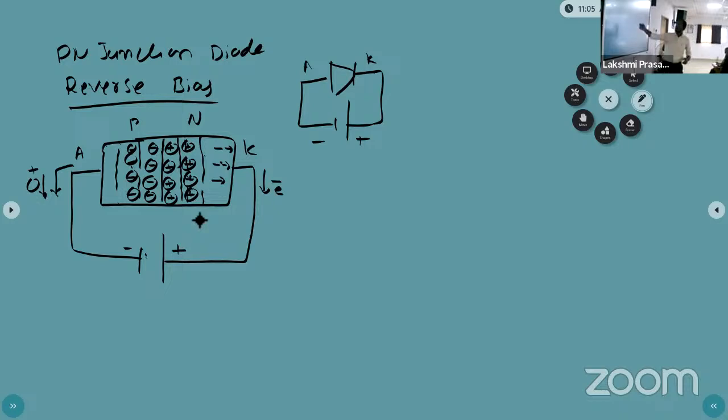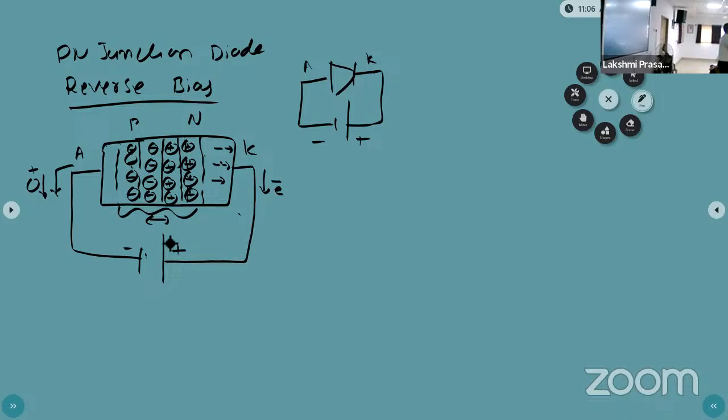So that's why in the reverse bias, after moving the holes to the negative terminal of the battery and the electrons to the positive terminal of the battery, free space is developed here. So in that free space, the barrier will spread easily. The barrier is spreading more. That means the junction increases.